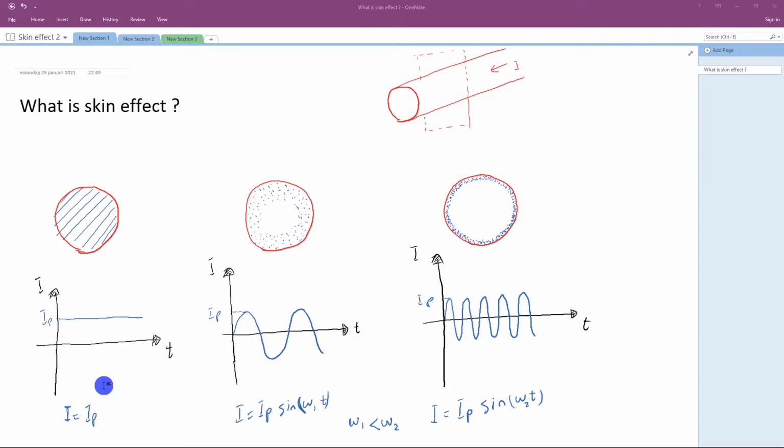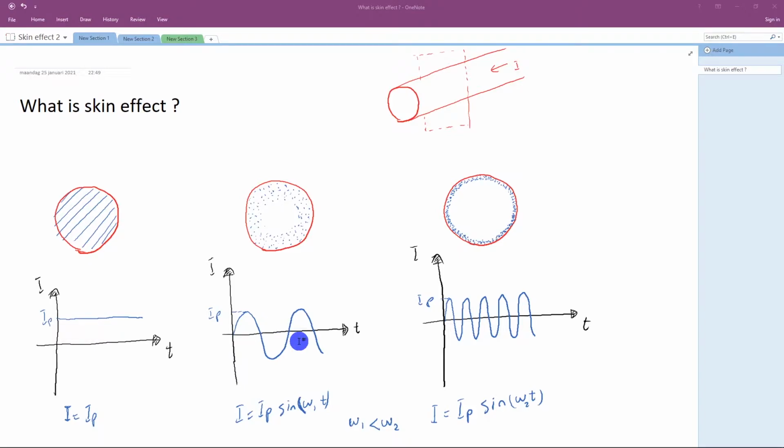Imagine if we have a current that doesn't change with time. For example, in this case, we have a DC current that doesn't change with time. Now, if this current passes through this wire, it happens that this current would uniformly distribute across the cross section of this conductor. Okay, so this is case number one.